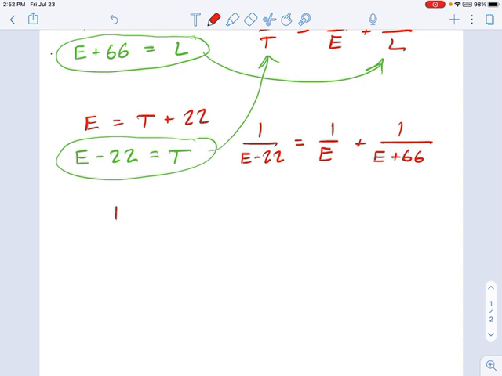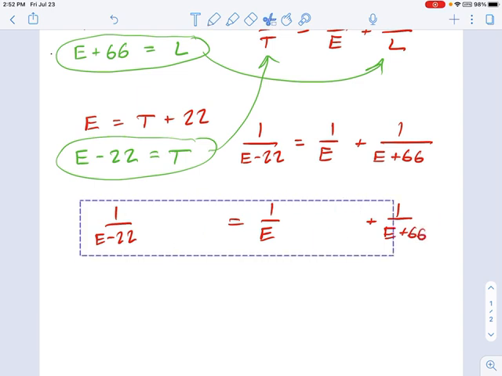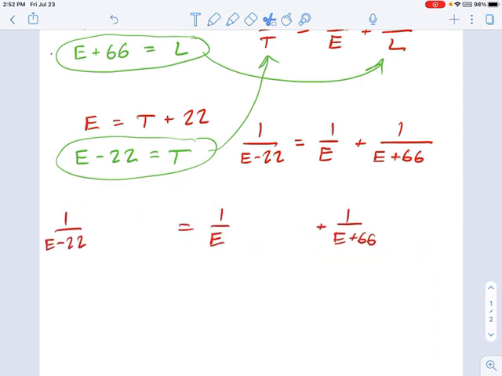Let me write my equation over again here, just to make sure we're all on the same page. 1 over E minus 22 equals 1 over E plus 1 over E plus 66. I'm going to leave some space because I have a lot of stuff to write. Okay, there's my equation. Let's write the factors that we need to make this thing have equal denominators. So E minus 22, the factor on the left, what's it missing? It's missing a factor of E, and it's also missing a factor of E plus 66.